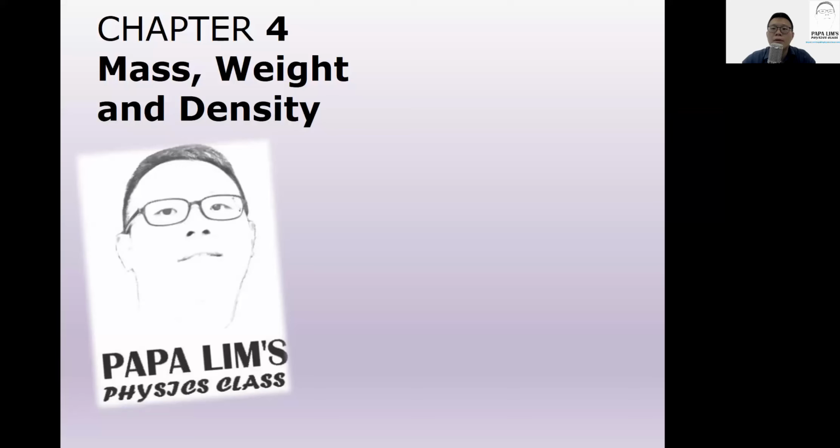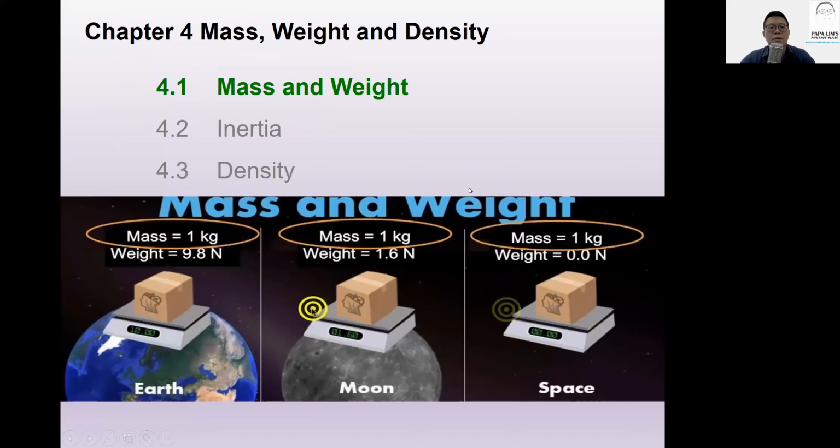For today's lesson, we will be looking at chapter 4 in the science physics section, which is dealing with mass, weight, and density. It'll be broken down into 3 different sections. The first section is mass and weight, the second section will be inertia, followed by 4.3, which is density. As of now, we look at mass and weight first.